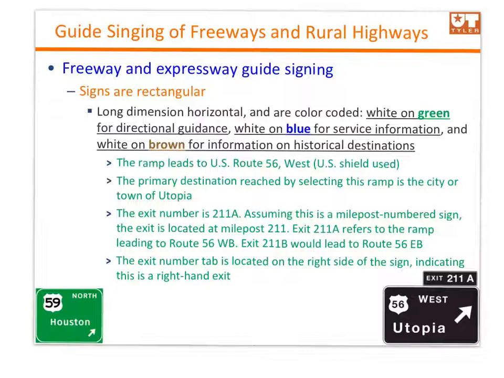So again, there are so many things that we're telling the driver from a simple sign, including the destination city, what highway you are going to be using, what the direction is, what the number indicates, and even what you should expect: if you see 211A, then there should be a 211B, which is going to give you the opposite bound of this street.